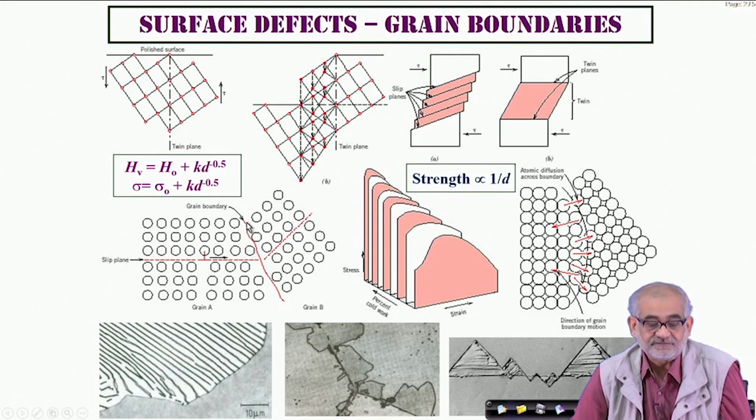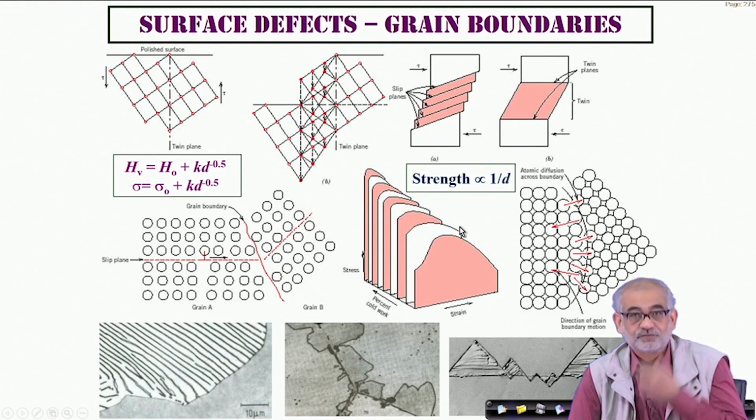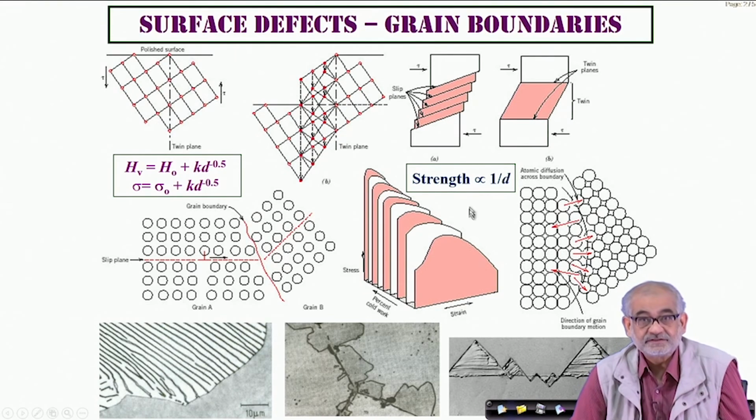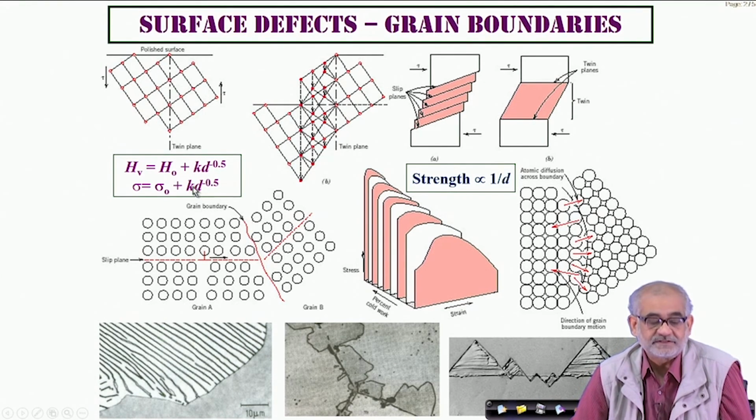So if you introduce a number of such boundaries, then the strength will gradually increase because such barriers to dislocation movement increase. This is a simple explanation as to why the strength of a crystal is known to increase. For that matter, it could be the yield strength, or it could simply be hardness.